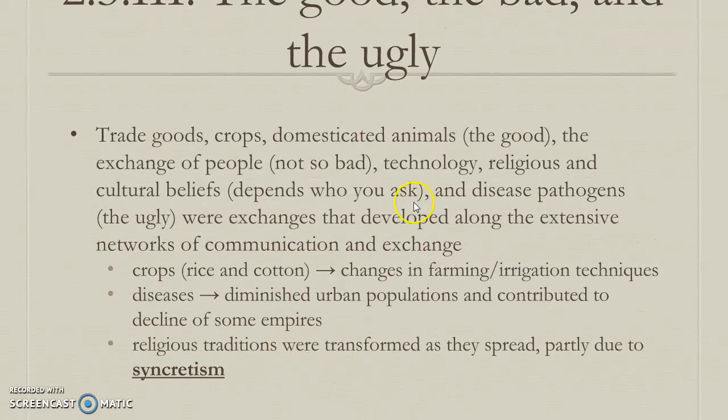So what was traded or exchanged on trade routes? Well, you have the good, the bad, the ugly. Trade goods, crops, and domesticated animals are pretty good. Exchange of people is not so bad, unless one group of people wanted to attack another group of people. That could be bad. Technology, religious, and cultural beliefs, well, it depends who you ask whether that's good or not. And then, of course, disease pathogens. That's definitely the ugly. All of these were exchanges that developed along the trade networks.